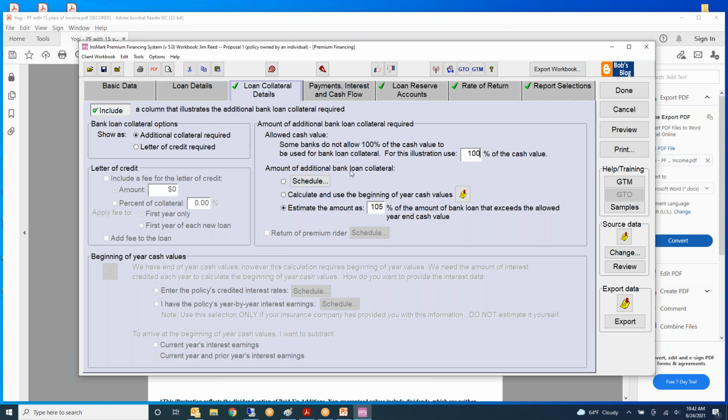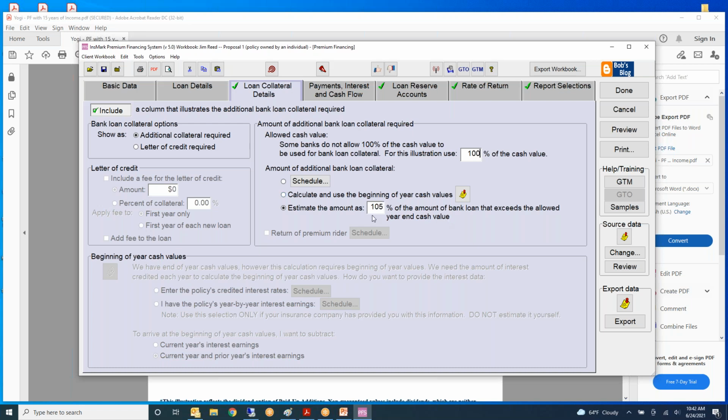And then down here, how much is the shortfall? How much of the shortfall needs to be put aside? How much additional collateral needs to be put aside to secure the difference between the loan and the cash value? So in the earlier years, especially, I would say in all of the cases, if 100% of the premium is borrowed, in the earlier years, the cash value is going to be lower than the loan principal.